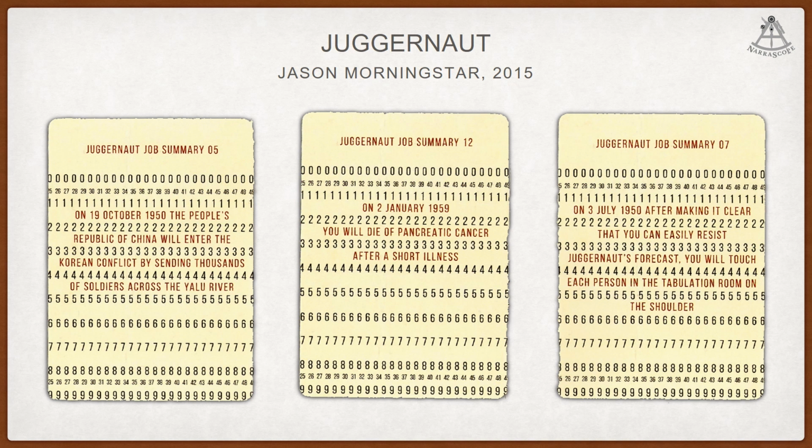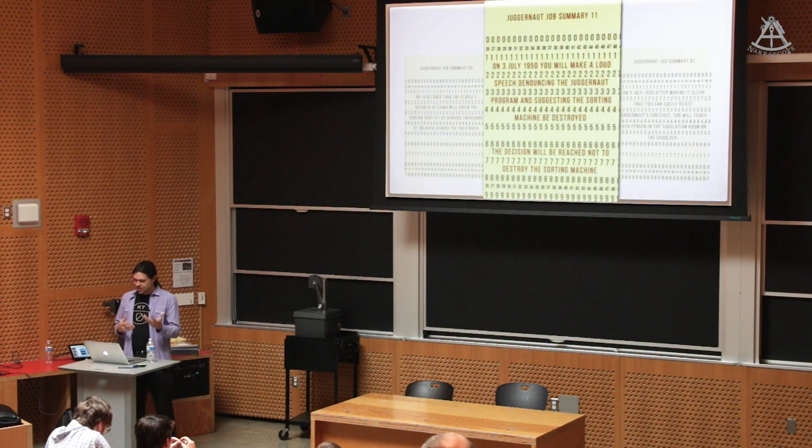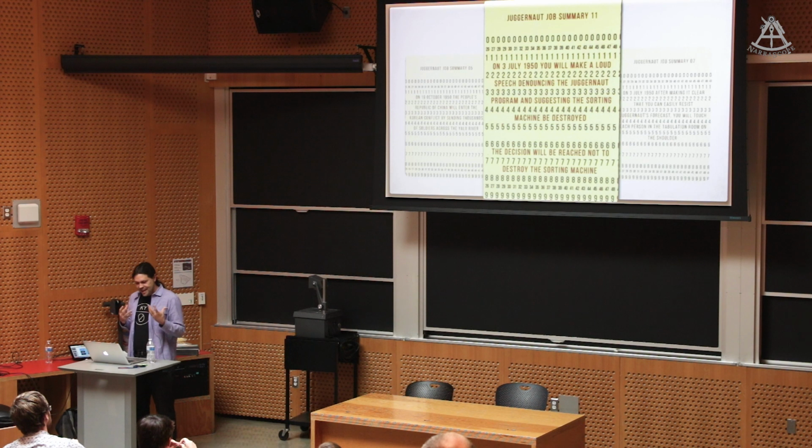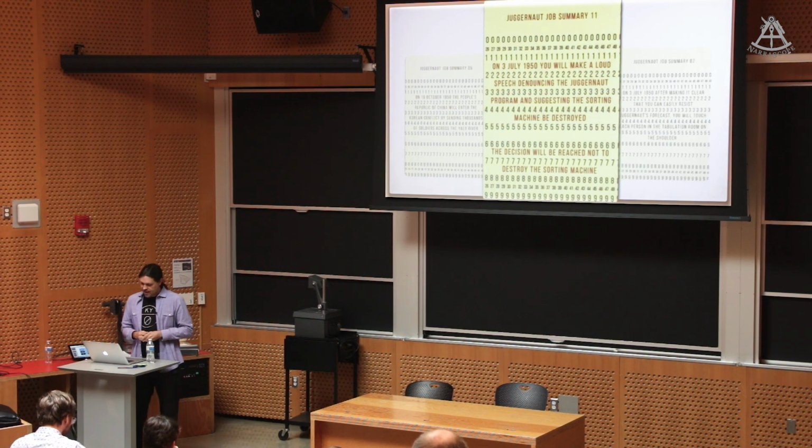I'm going to read one more of these example Juggernaut cards. On July the 3rd, 1950, you will make a loud speech denouncing the Juggernaut program and suggesting the sorting machine be destroyed. The decision will be reached not to destroy the sorting machine. So what emerges from playing Juggernaut is almost inevitably this kind of bleak story reminiscent of a Twilight Zone episode, where the characters are struggling fruitlessly to rationalize what's happening to them as the computer's sometimes meaningless but relentlessly accurate predictions rip their beliefs about power and free will to shreds. It's a lot of fun.